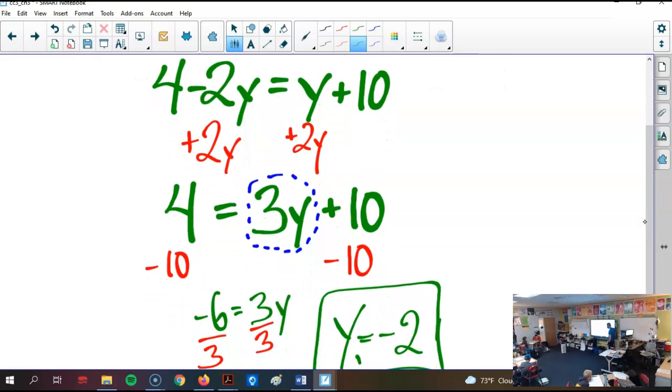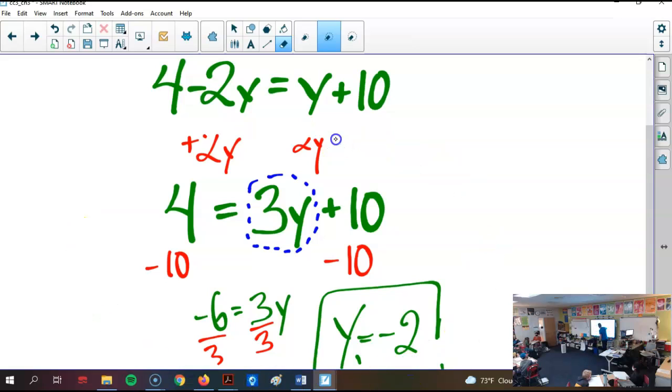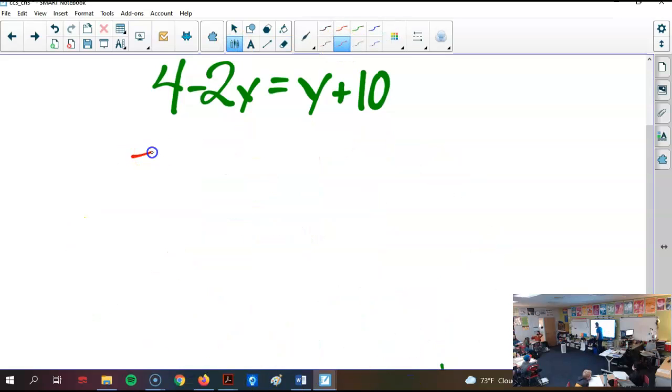For my first thing, I subtracted 4 and then subtracted y. That got me negative 3y equals x. And I got the same answer. Did I do it correctly still? Yeah, there's many ways to get it.